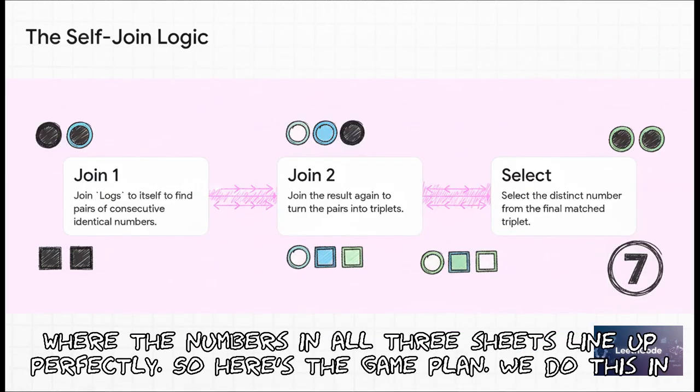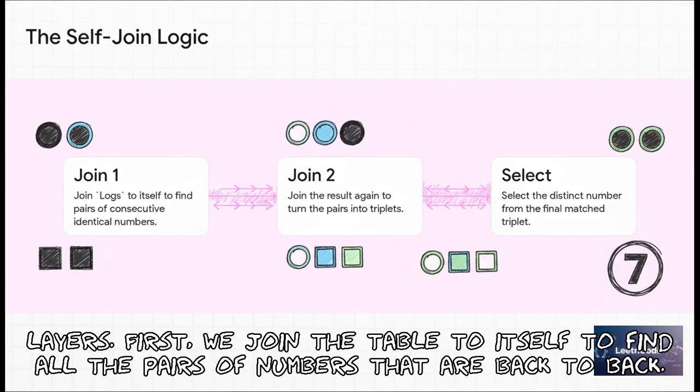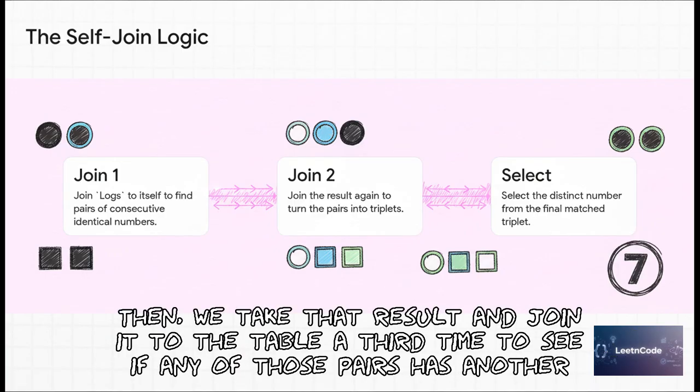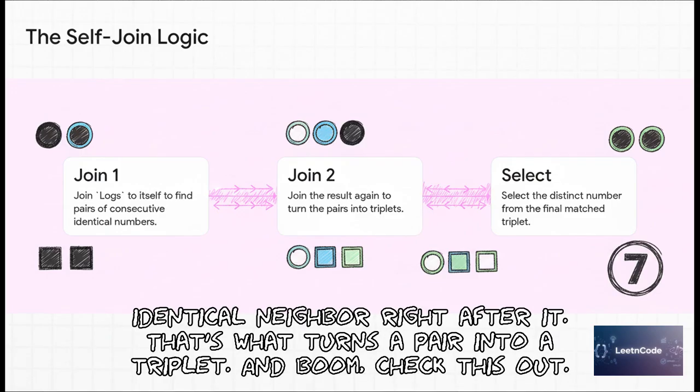So here's the game plan. We do this in layers. First, we join the table to itself to find all the pairs of numbers that are back to back. Then, we take that result and join it to the table a 3rd time to see if any of those pairs has another identical neighbor right after it. That's what turns a pair into a triplet.